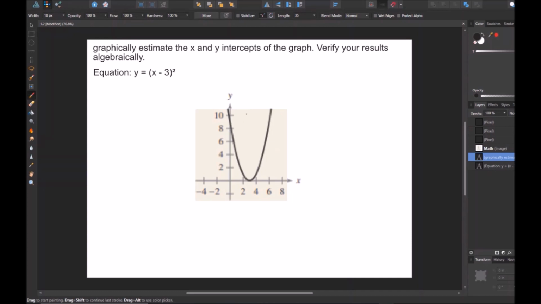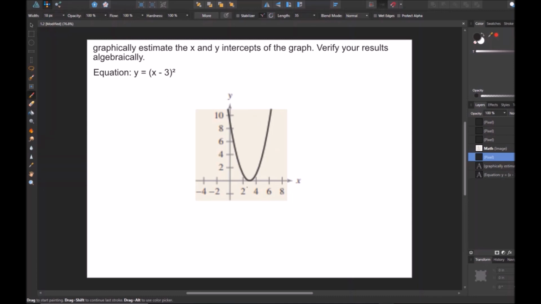So a y-intercept is always going to be 0, comma, some number y, and the x-intercept is always going to be some number x, comma, 0. So knowing that, they want us to look at the graph and make an estimate of where the x and the y-intercepts are, and then verify our results algebraically.